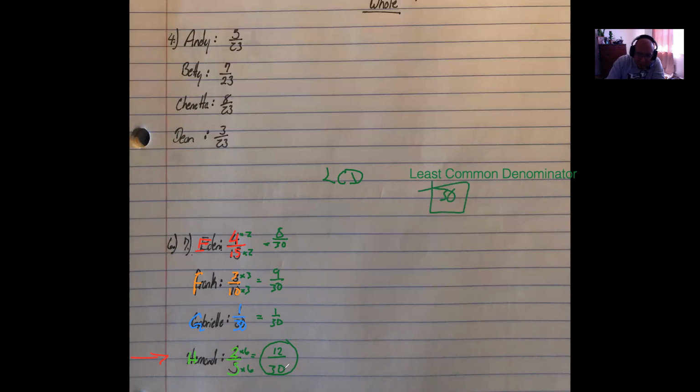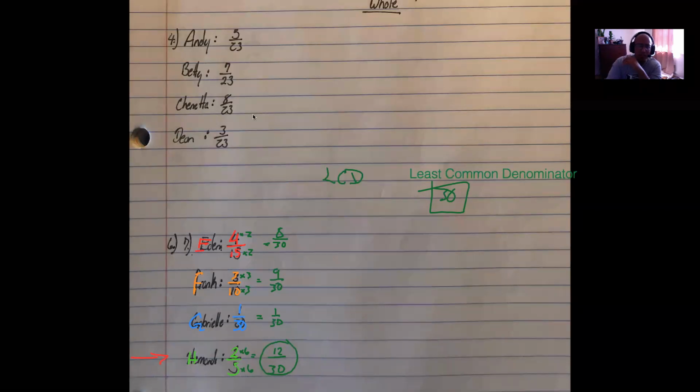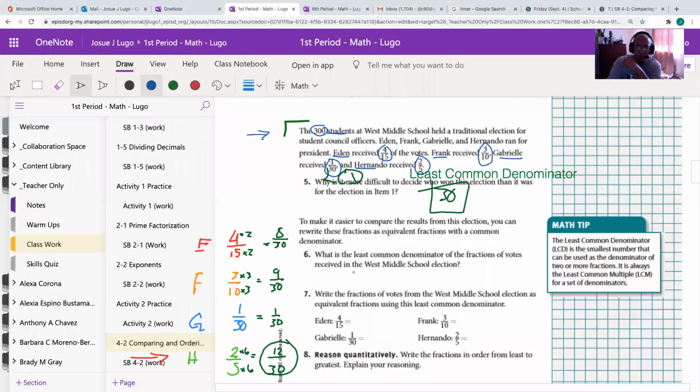And whenever I made them all to be over 30, I could easily see which one got the most votes, which in this case was Hernando. So I realize this is a little confusing. I encourage you to go back, rewind, and watch this again. Maybe it's going to make a little more sense, but let's move on with the assignment since I want to do most of it with you, if not all of it.